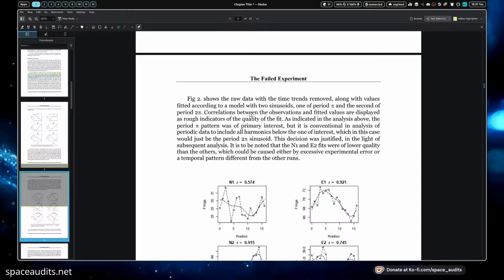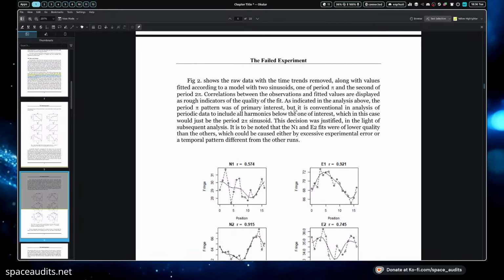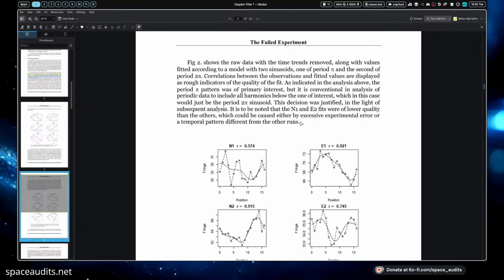Thank you. The correlation between the observation and the fitted values was displayed as a rough indicator of the quality of the fit. As indicated in the analysis above, the period pi pattern was primarily of interest, but it is the convention in the analysis of periodic data to include all harmonics below the one of interest, which in this case would just be the period 2 pi sinusoid. This decision was justified in light of subsequent analysis. It is to be noted that N1 and E2 fits were of lower quality than the others, which would be caused by either excess experimental error or a temporal pattern different from the other runs.